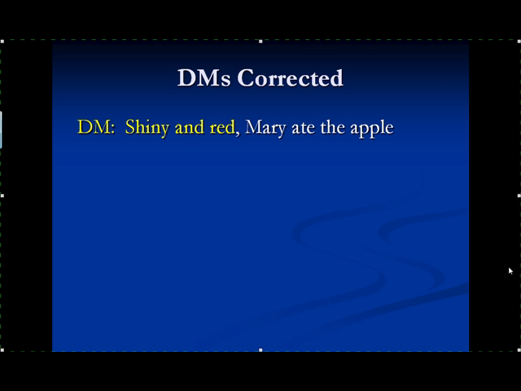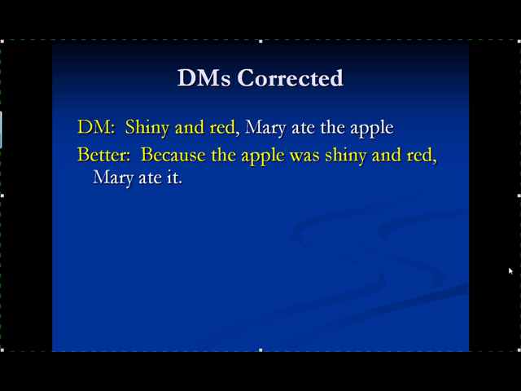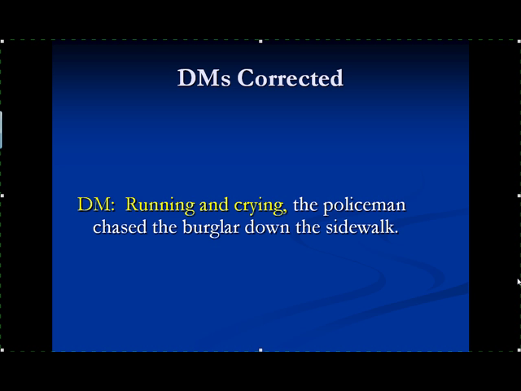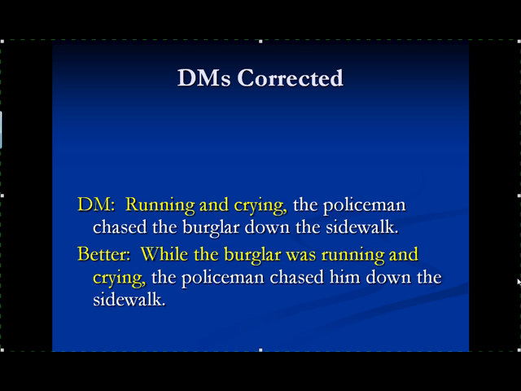So here we have shiny and red, Mary ate the apple. And right now it's a dangling modifier because shiny and red is not describing Mary. So we can change shiny and red into a dependent word phrase. We add the word because, which is the dependent word. We have the apple as the subject, and there is a verb, was. Because the apple was shiny and red, Mary ate it. Here's another dangling modifier. Running and crying, the policeman chased the burglar down the sidewalk. And we will assume the policeman is not running and crying. Let's fix it. While the burglar was running and crying, the policeman chased him down the sidewalk. In this case, we have while as the dependent word, the burglar is the subject, was running is the verb.